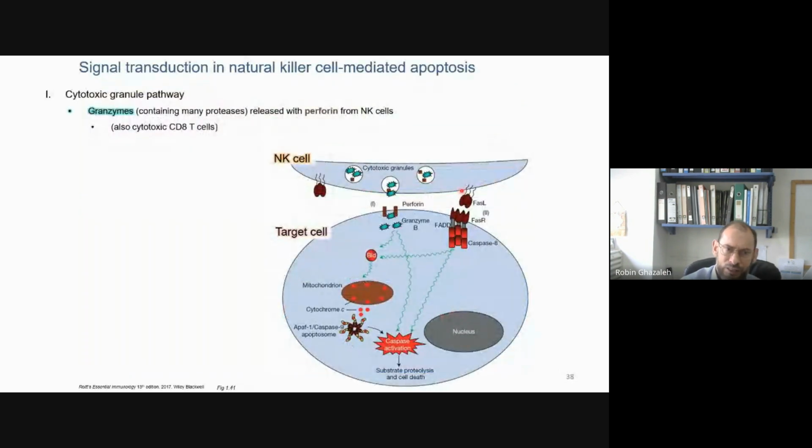So here we have the natural killer cell. Here we have what's called the Fas ligand and the Fas receptor. And then we have the Fas associated death domain. So this is the death receptor. As the name suggests, it's a domain which, after stimulation with the ligand, gives the activating signal.